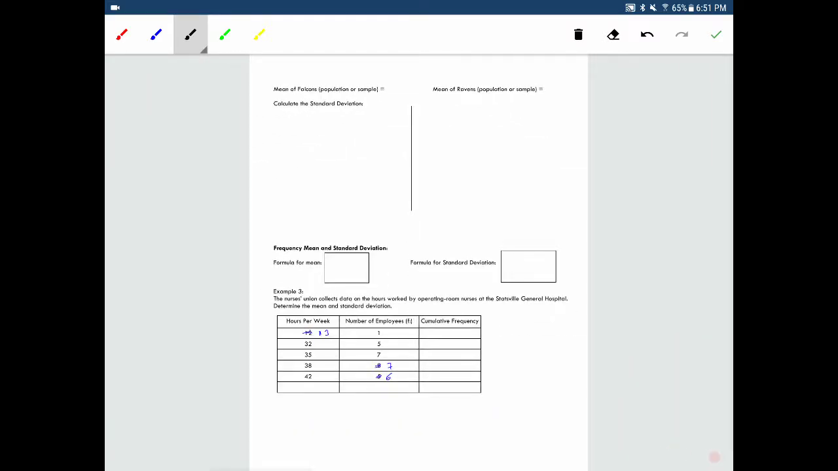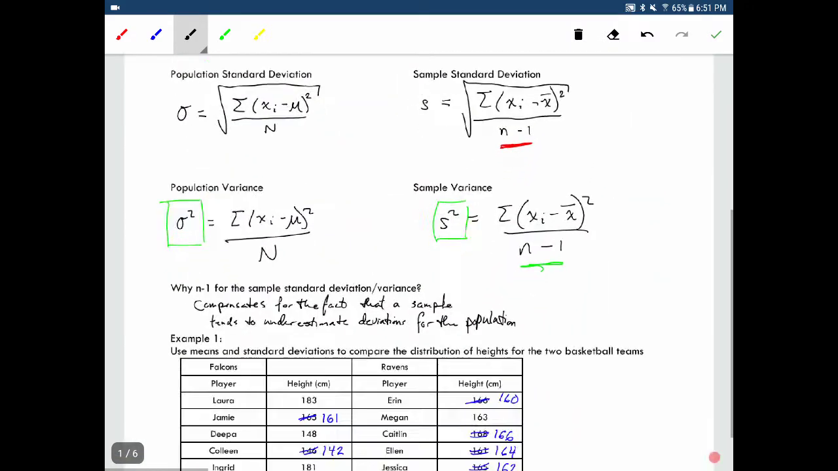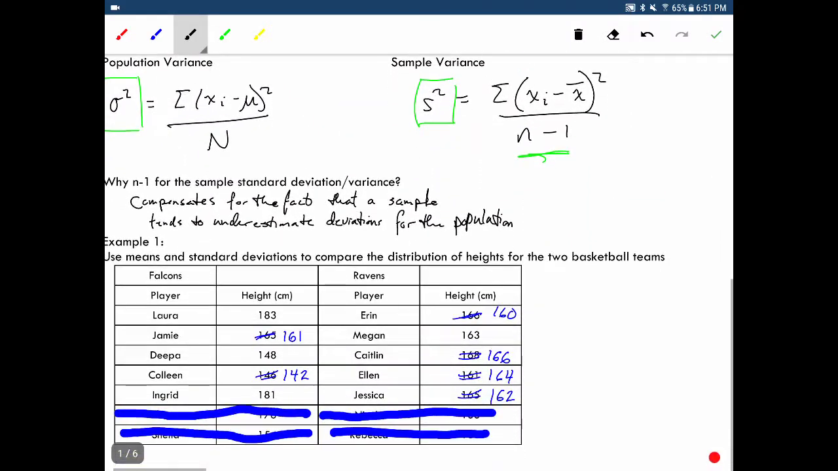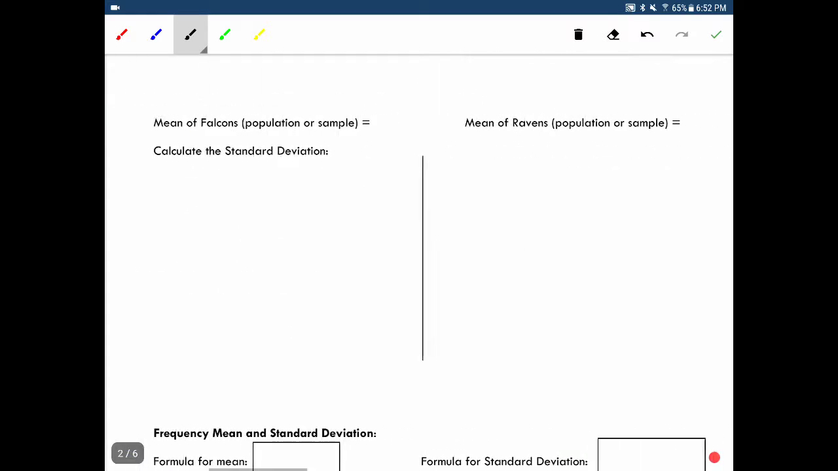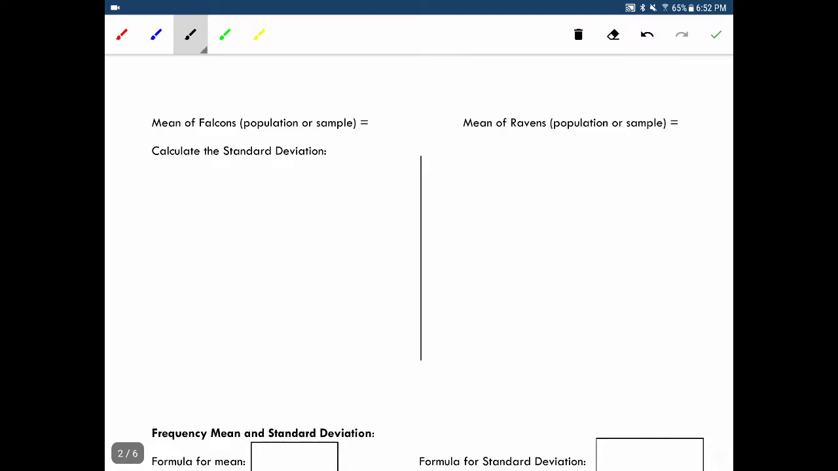So now, first of all, let's read the question here. We're going to use means and standard deviation on the heights for two basketball teams. The assumption here is that this is the entire team. I realize there's 5 players and you would actually have subs on teams, but, you know what, I'm changing my mind. Let's say that this is a sample of the team. So we're going to say it's a sample. Realistically, on a test, if it's not crystal clear, then I will accept either one.